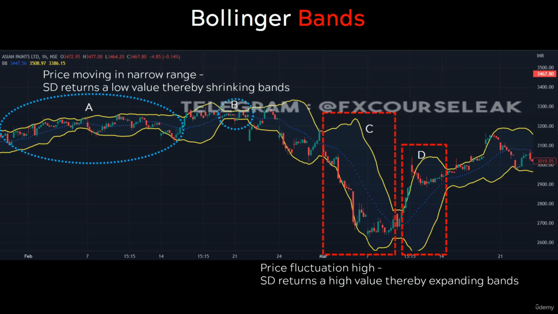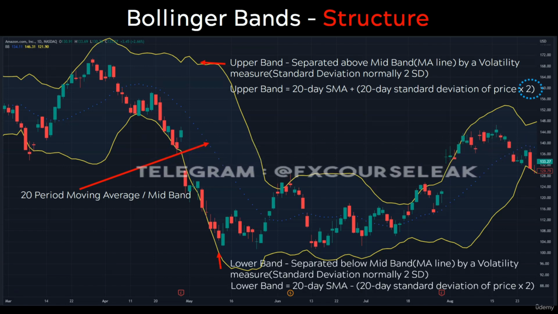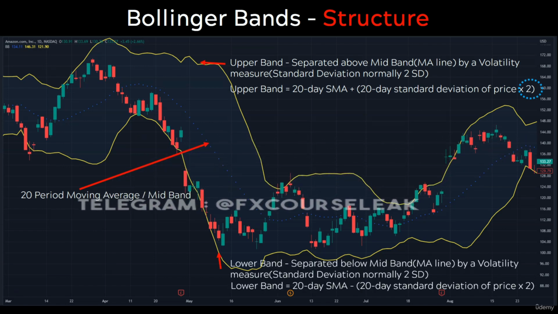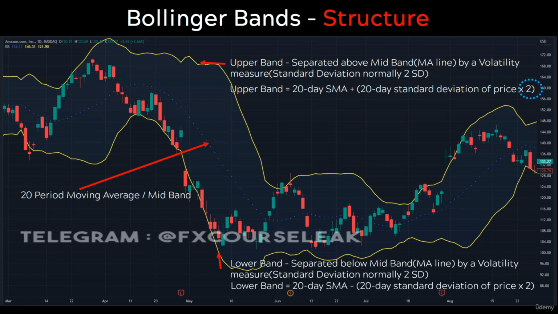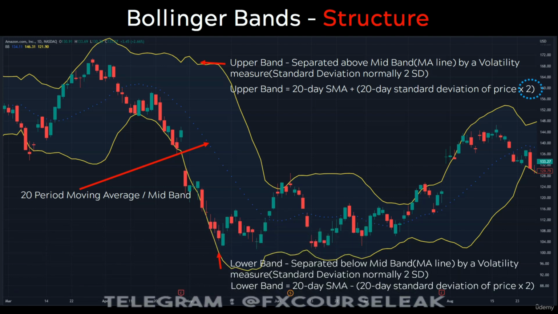And friends, finally we have this lower band, which is middle band less same volatility measure as we have for upper band. Or we can also calculate this band using the formula 20-day simple moving average minus 20-day standard deviation of price multiplied by 2.